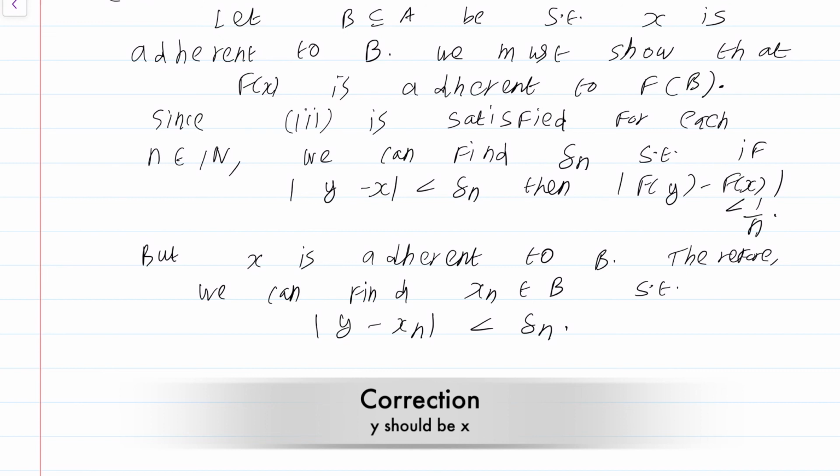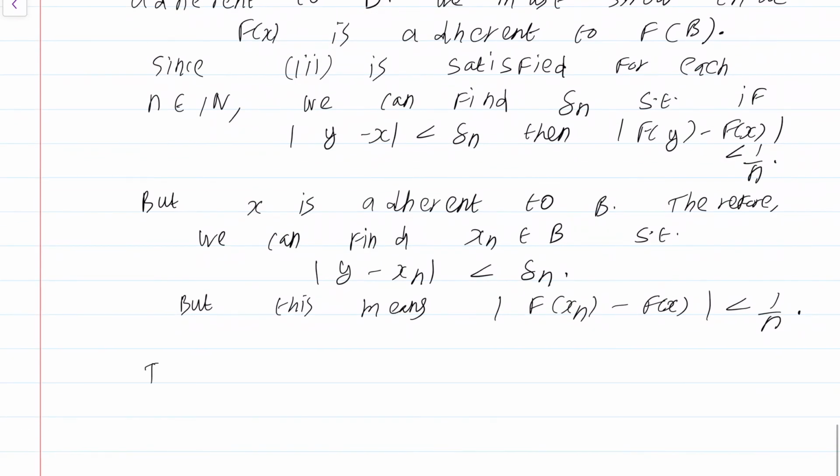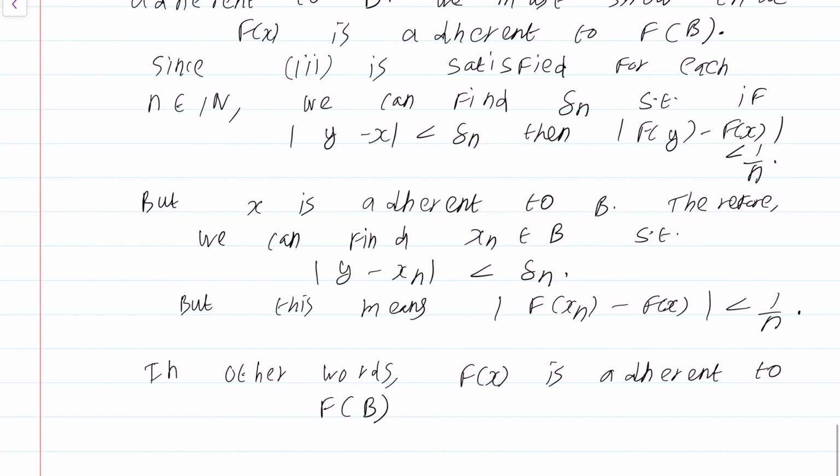Okay, but this means mod f of xn minus f of x is less than 1 by n, right? That's how delta n was chosen. In other words, f of x is adherent to f of B. Fine. So this completes the proof.